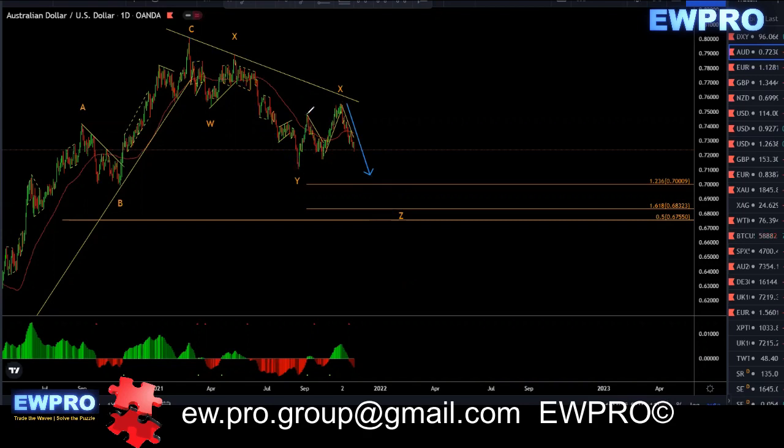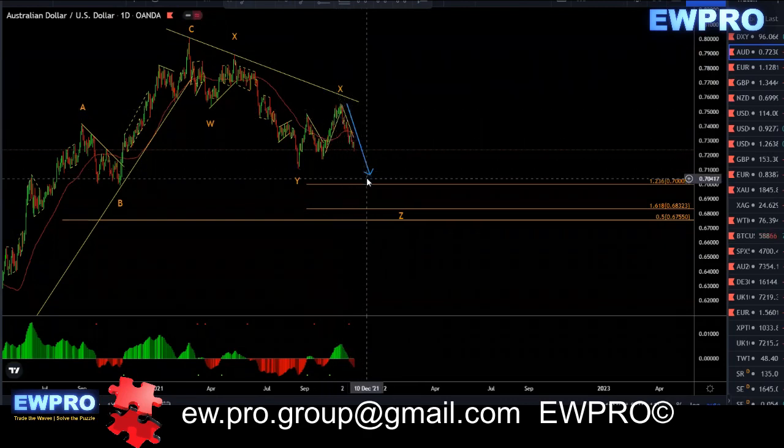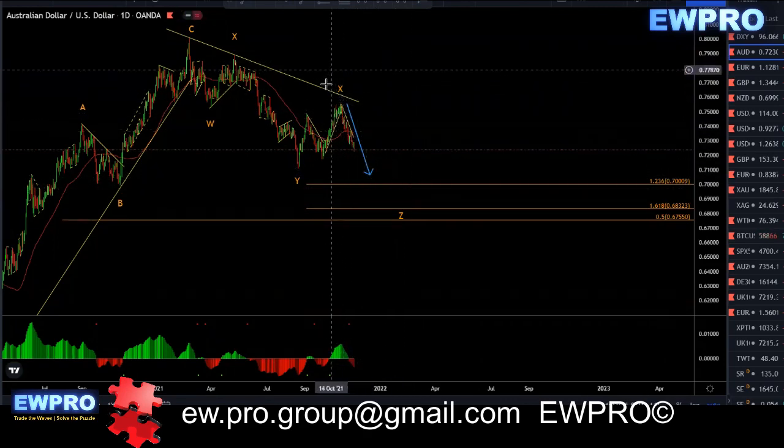Like I said last week, there is a possibility that this is an A, B, C in here as a running or expanding flat, and then we get another one up as a larger correction for an A, B, C in here as a larger correction before we get that larger move down. But at this stage, it's still going down, so we're looking at it as a wave Z.